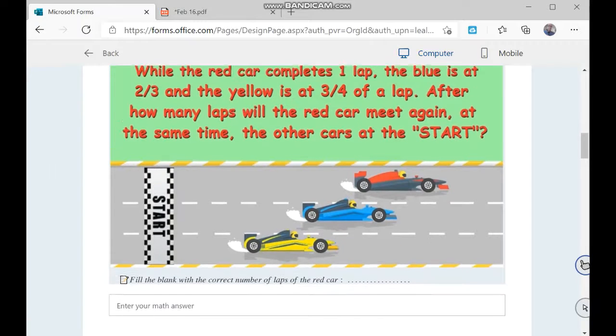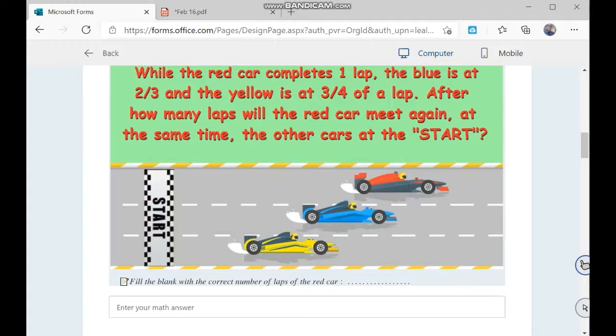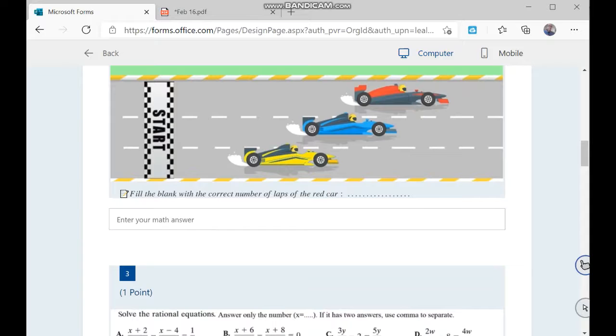Well, think about it. All the cars start from this starting point, the starting line, and they are running laps, right? They're passing again and again and again on the starting line. When the red car completes one lap, the blue car is at 2/3 of a lap, and the yellow car 3/4 of a lap.